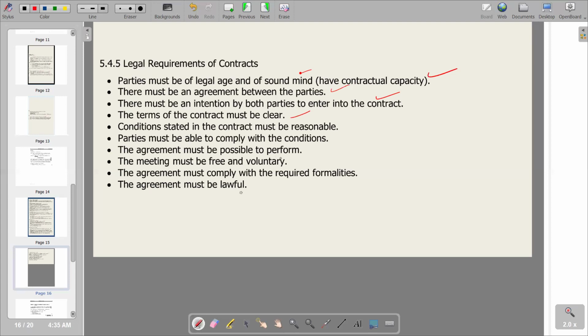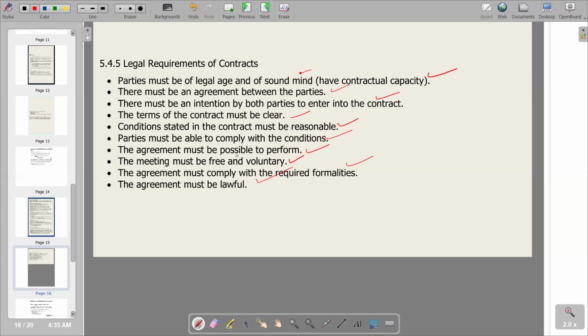Then next one, conditions stated in the contract must be reasonable. Parties must be able to comply with conditions, and then the agreement must be possible to perform. The agreement must be free and voluntary. The agreement must comply with the requirements and formalities. What is required for the agreement to take place? Those are the formalities that we are trying to put across. Then the agreement must be lawful also. It is not something that is outside the framework of the law of the country. Basically, that's what we have in terms of legal requirements of a contract. This becomes the last part of our question 5.